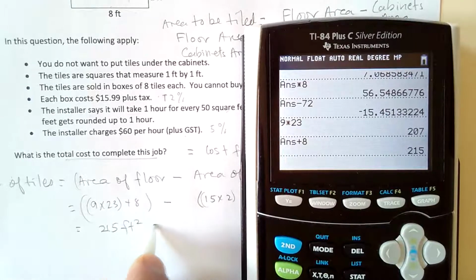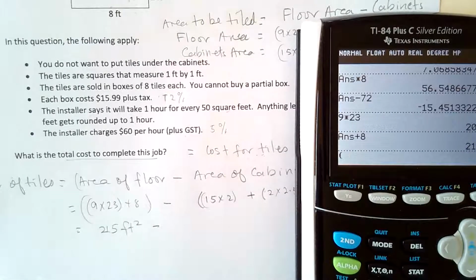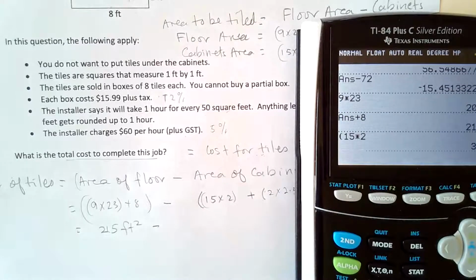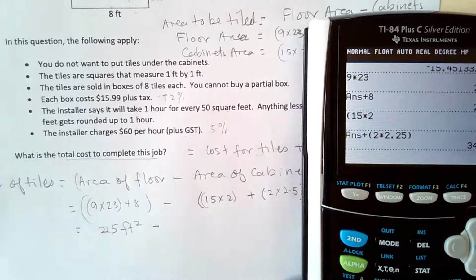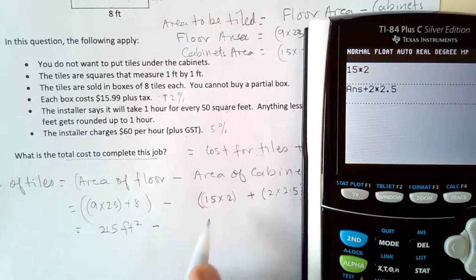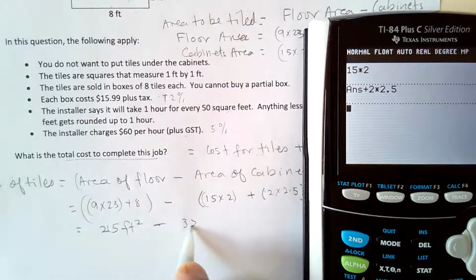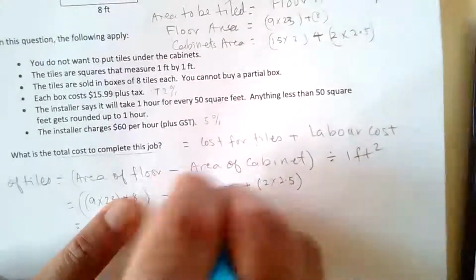square feet is the area of the floor, and the cabinet would be 15 times 2 plus 2 times 2.25. That gives me a dimension of, now, I did a miscalculation there. Okay, 15 times 2 plus 2 times 2.5 gives me 35. So all of this is 35 square feet for this.